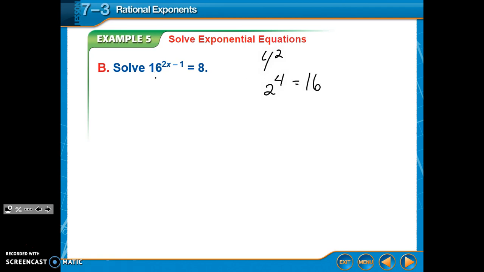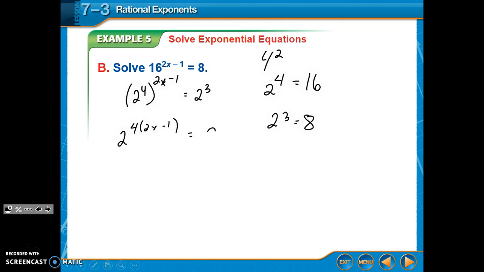And then instead of 16, it's still raised to the 2x minus 1. And then I want to get 8 to also be the same base as 2. I know that 2 to the 3rd power is 8. So instead of 8, this is 2 to the 3rd. Now I have the same base. So I just want to simplify this. Remember, a power to a power you multiply. So this is going to be 2 to the 4th times 2x minus 1 equals 2 to the 3rd. So we're going to use distributive property here, and we get 2 to the 8x minus 4 equals 2 to the 3rd.